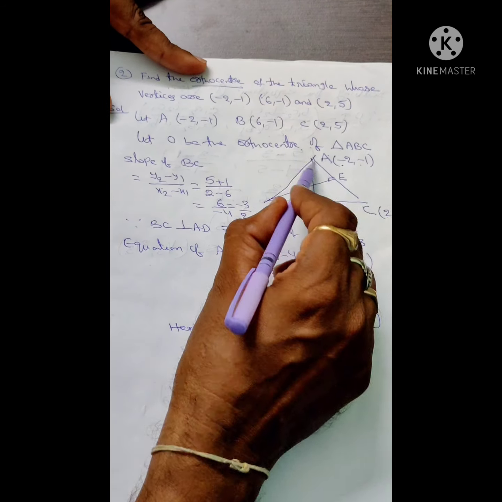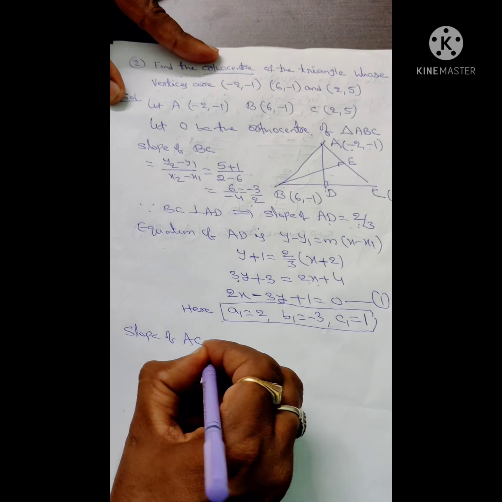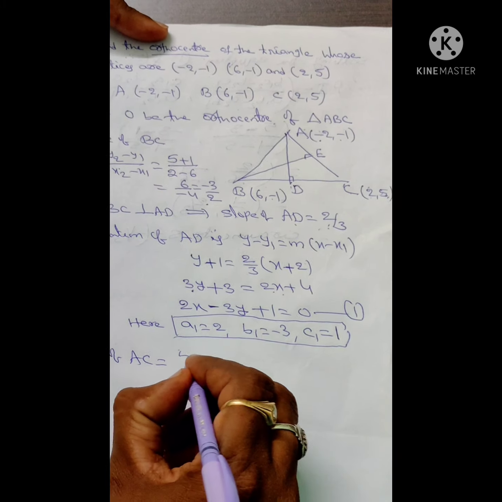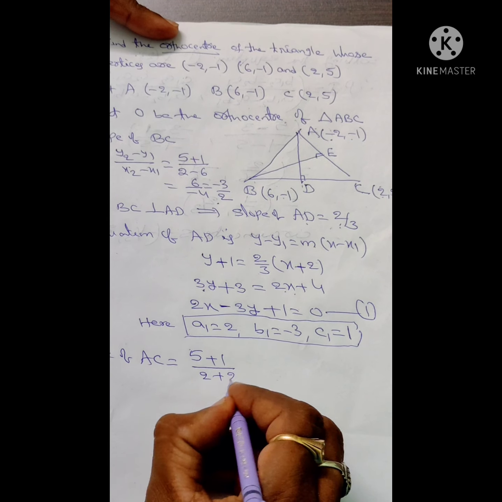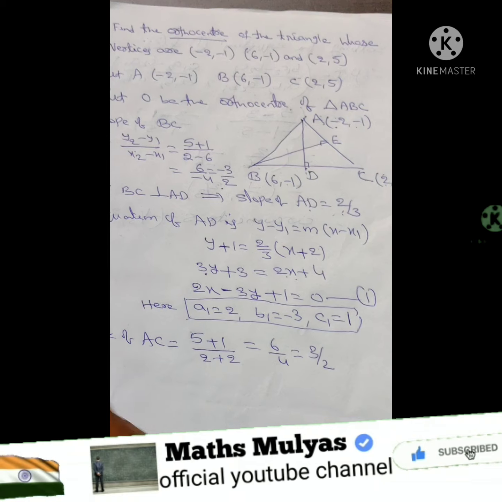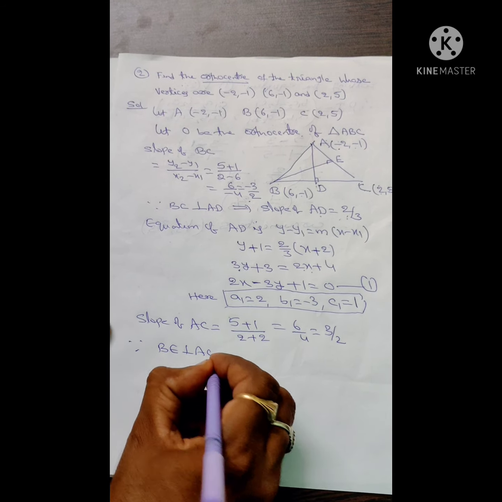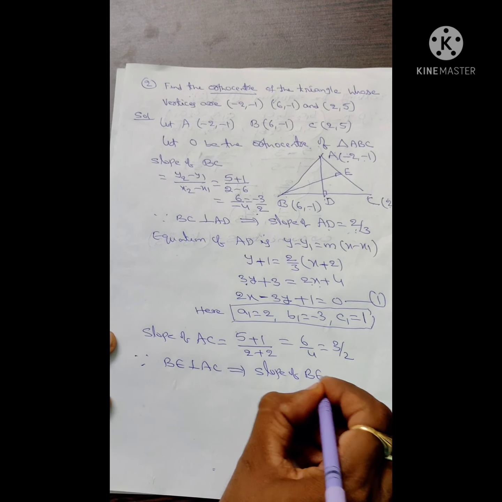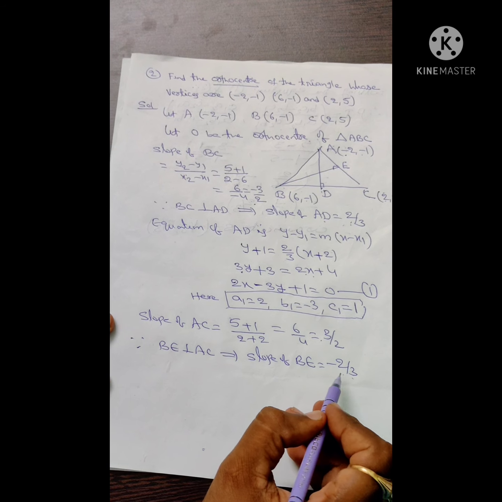Next find out slope of AC. Slope of AC, that is y2 minus y1 by x2 minus x1. 5 minus of minus 1, 5 plus 1 by 2 plus 2. That is 6 by 4, 3 by 2. Since BE is perpendicular to AC, that implies slope of BE is equal to minus 2 by 3. This is 3 by 2. Perpendicular means minus 2 by 3.